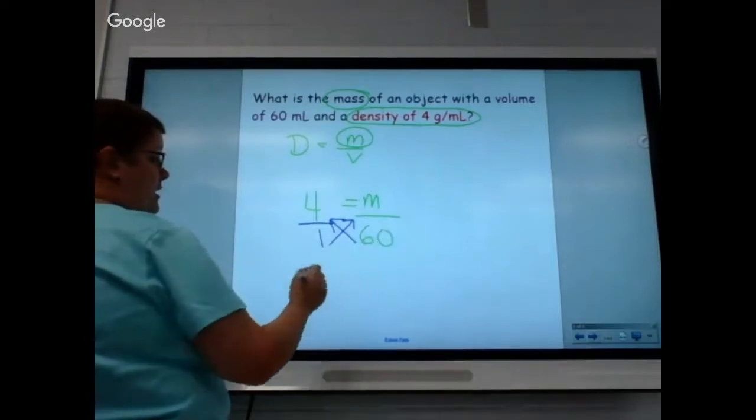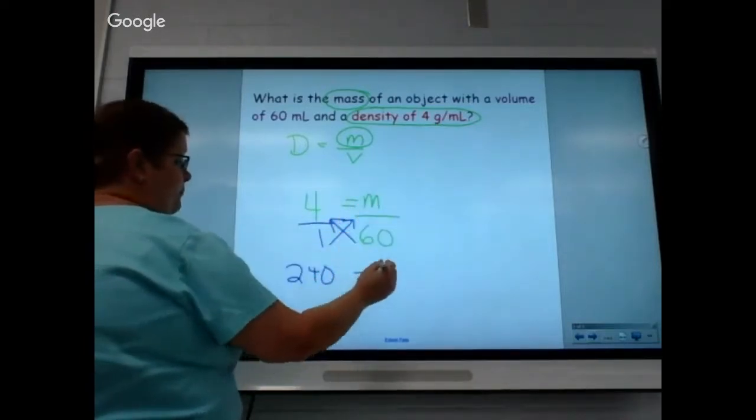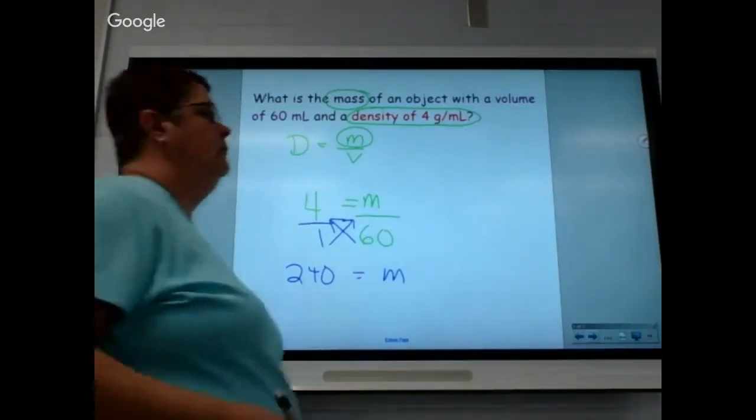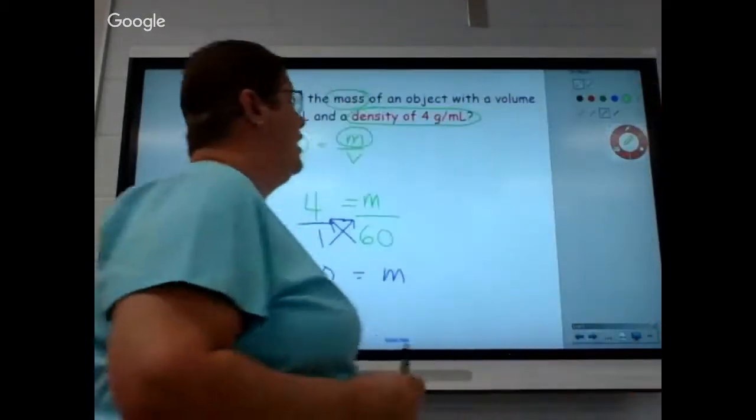4 times 60 is 240. 1 times m is m. Okay? And now we have gotten rid of the fraction. Okay? Now, from there, check your units.